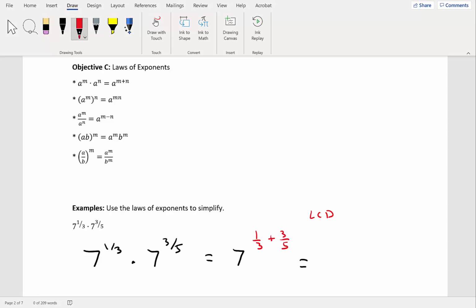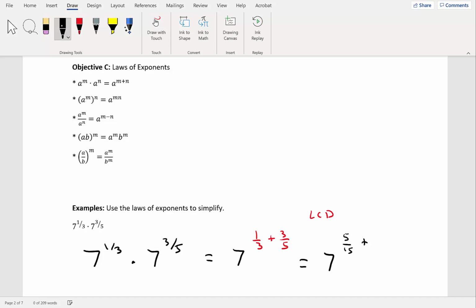So the smallest number that 3 and 5 can both go into is 15. So we have to change each one of these fractions so the denominator is 15. For the 3, I have to multiply it by 5 to get 15, so I have to multiply the numerator by 5 as well. That gives me 5 over 15.